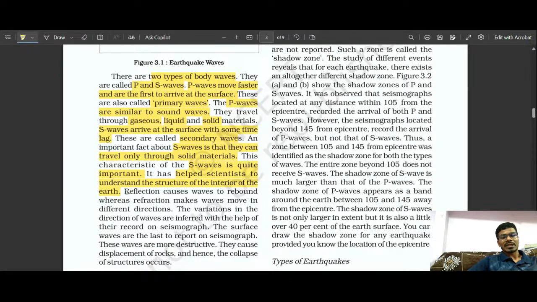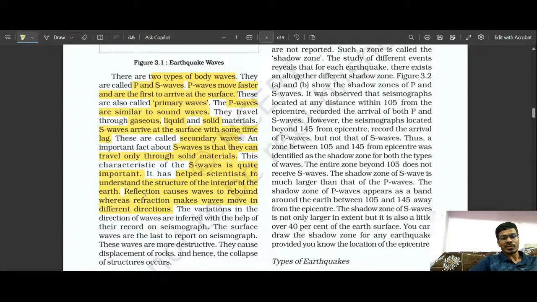P waves move in all directions, passing through all these materials, while S waves travel only through solids. So there is something inside that makes scientists believe that all parts inside the earth are not of the same density. Reflection causes waves to rebound, whereas refraction makes waves move in a different direction.